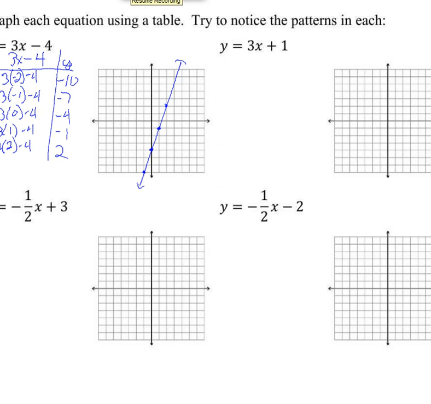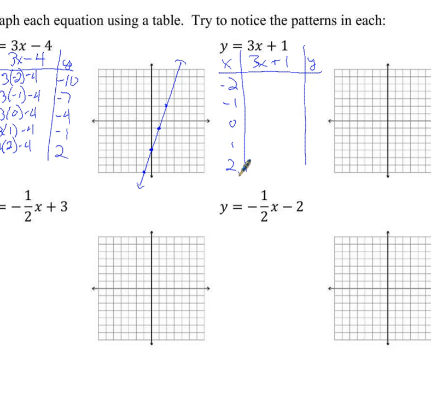For the second one, I'm going to do the same thing. Set up a table, x and y. Put my function in the middle, 3x plus 1. I don't have any fractions to worry about, so I'm going to go with -2, -1, 0, 1, and 2. And we'll see where that leads me.